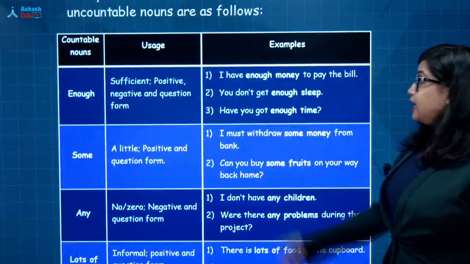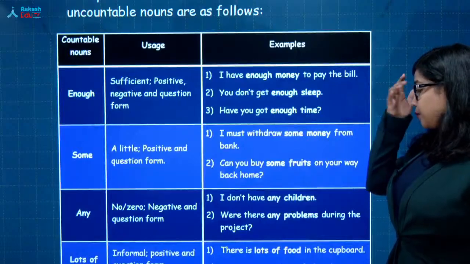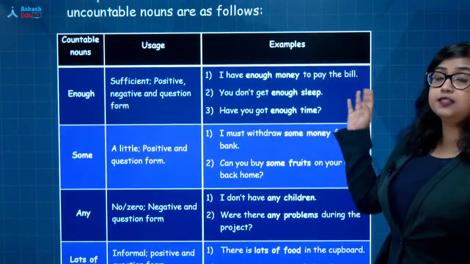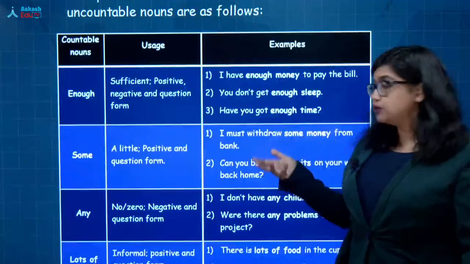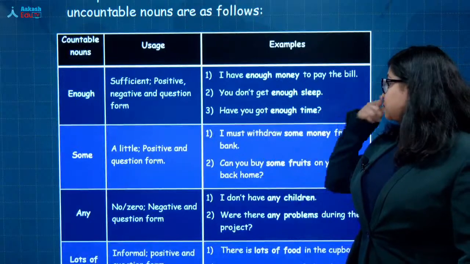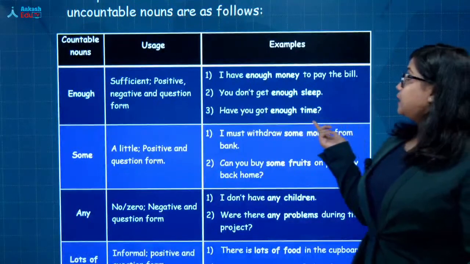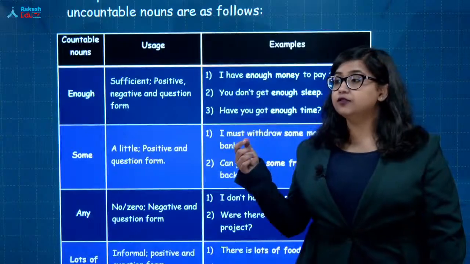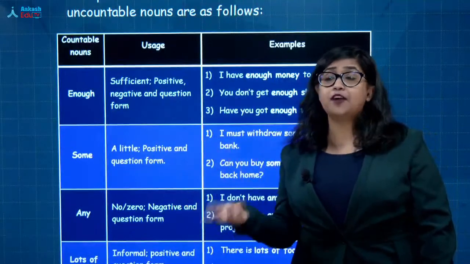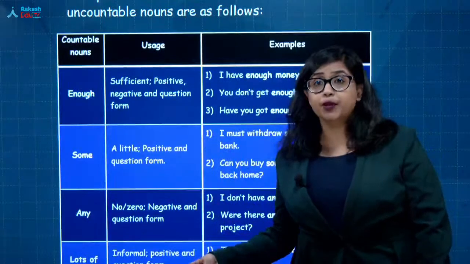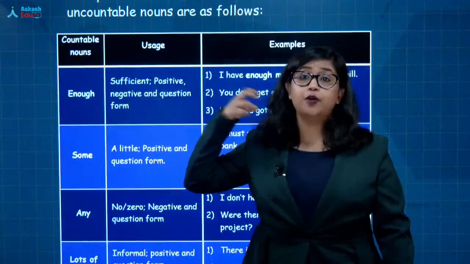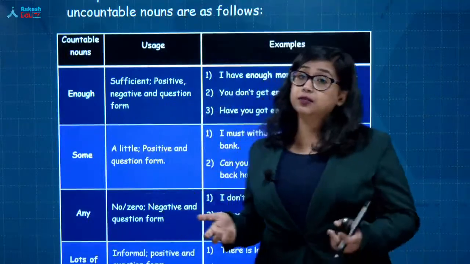Alright. Then after enough, you have the word some. Here you can see I have enough money. Money is uncountable. You don't get enough sleep. Sleep is also uncountable. Enough time is also uncountable. But I've got enough IELTS books to prepare. Books are countable. So here you can see enough can be used for both countable and uncountable nouns.